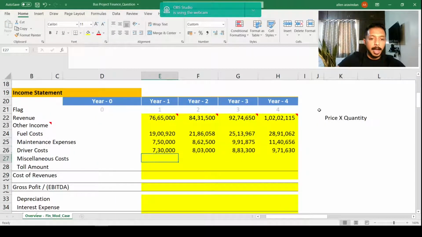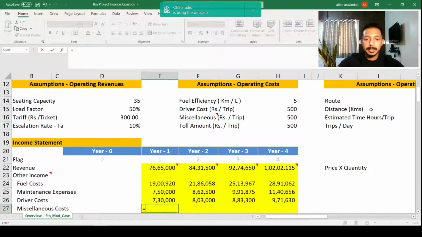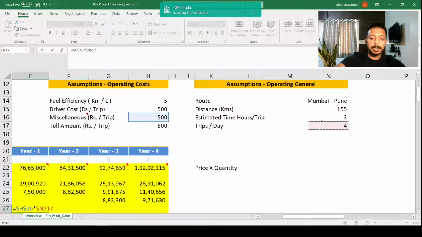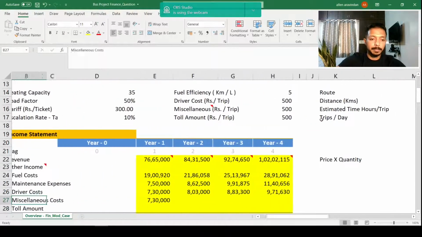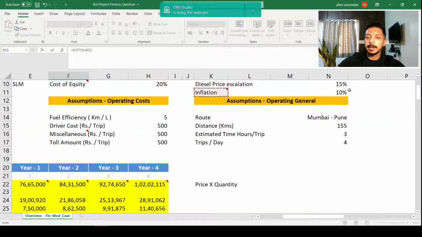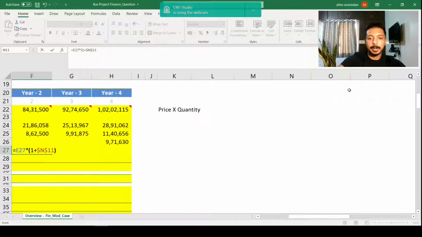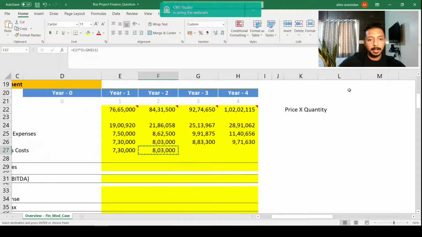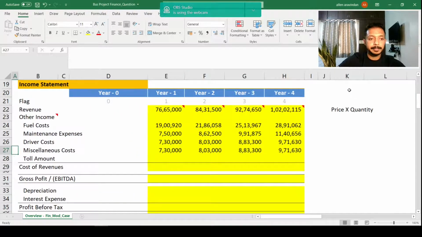And a similar calculation for miscellaneous costs. So miscellaneous cost multiplied by the number of trips, multiplied by 365. There you go, right? And then again do a similar calculation using the inflation rate, increasing it by the 10% rate out there. Drag it to the right.